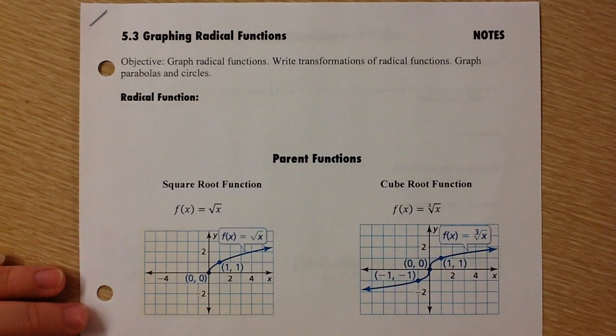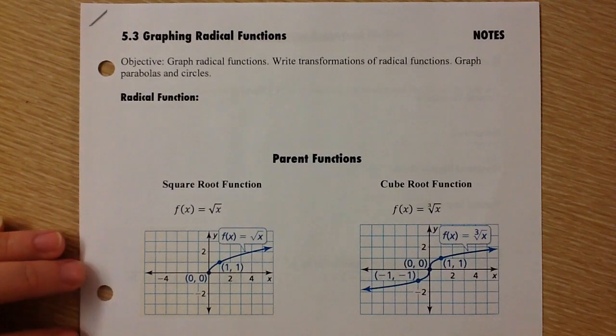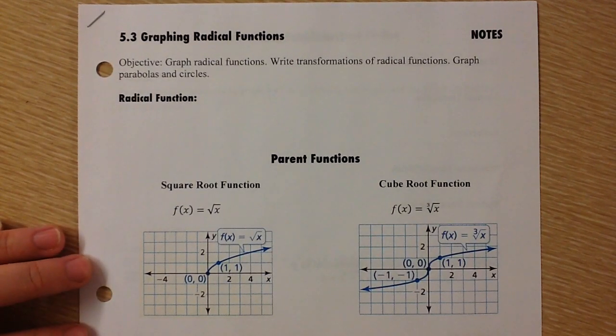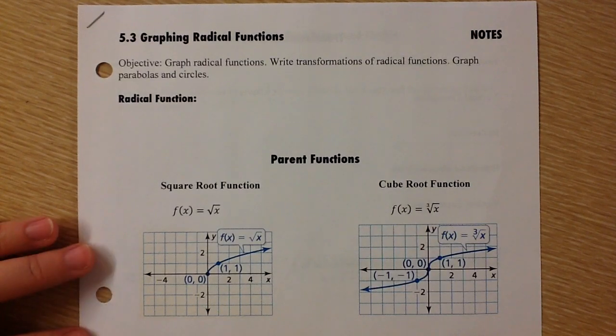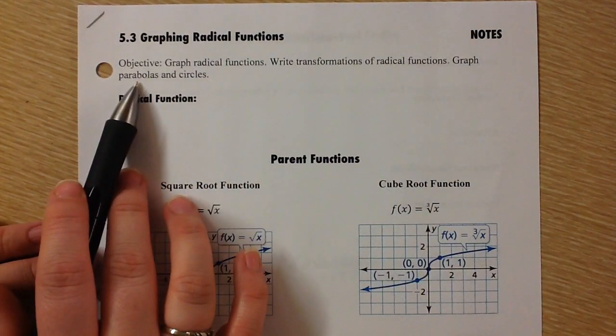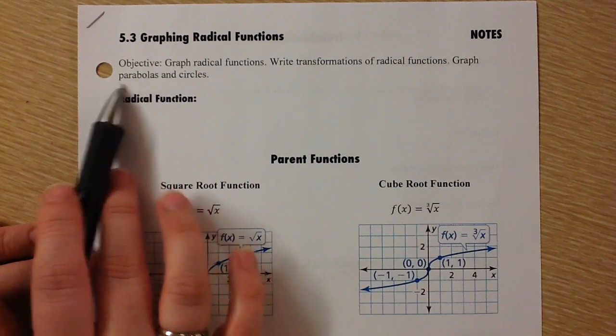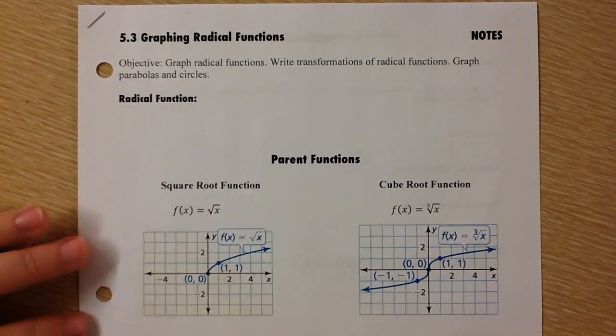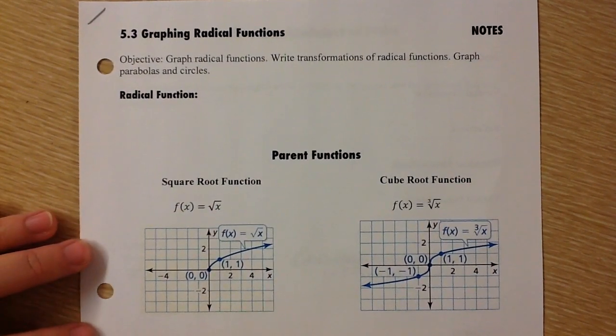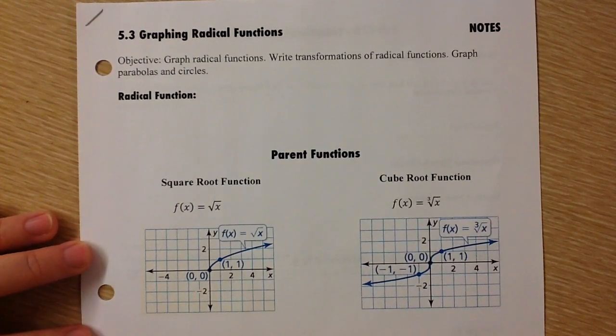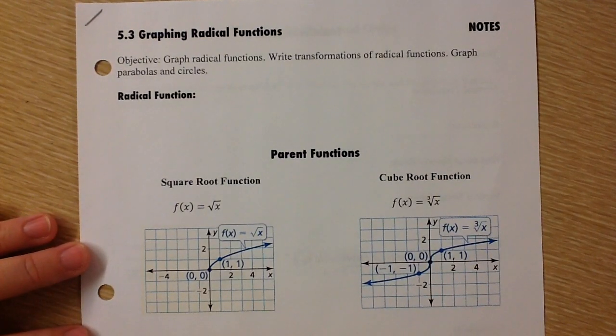So we're going to be graphing radical functions, writing transformations of radical functions, and then graphing parabolas and circles. I know we spent a lot of time on parabolas, but we're going to look at how to graph them using our technology, our graphing calculator. And same with circles. How do we graph those things? And you'll see where radical functions will fit into those.